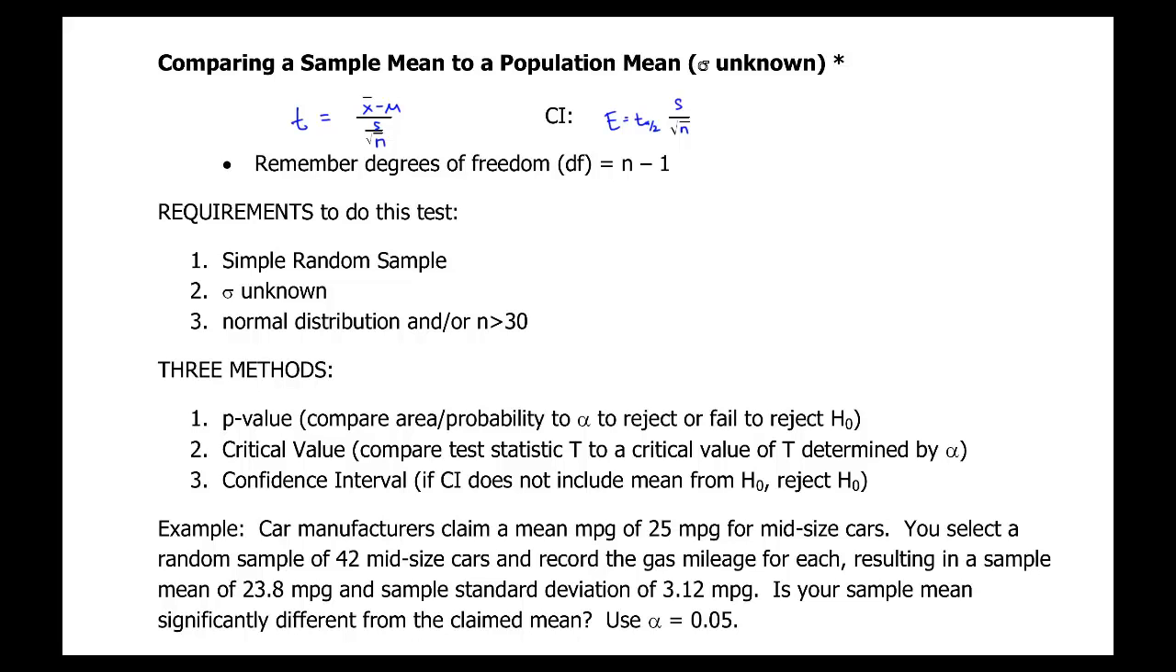Alright, this one is comparing a sample mean to a population mean, and in this case, the population standard deviation is unknown. Again, this is a realistic example. If you knew the population standard deviation, you'd probably also know the population mean, and therefore, why would you be taking a sample? Okay, so we're using samples to estimate something about the population. So it's realistic that you only know the sample standard deviation.